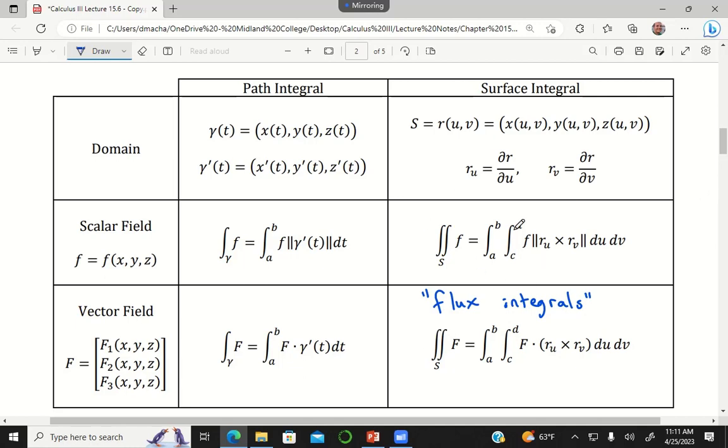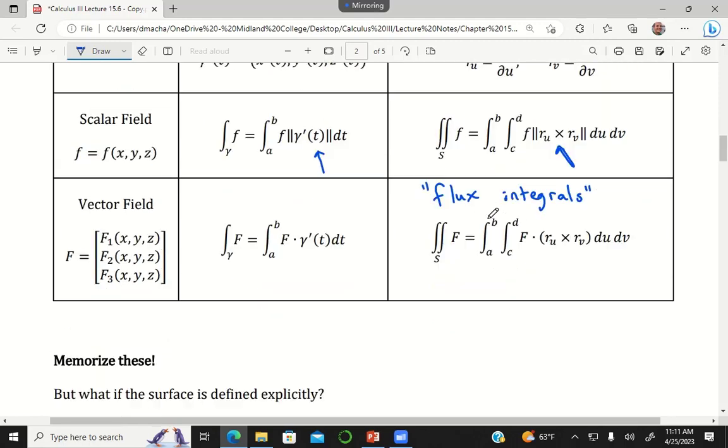So this is the form that these integrals look like if you're talking about a parametric surface, right, with parameters u and v. And I like putting these side by side with the path integral because this helps me remember things. If you can remember what the path integral formula looks like, then the surface integral formula looks really similar, right? I think, anyways.